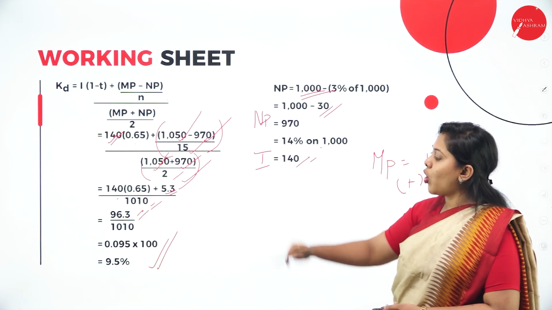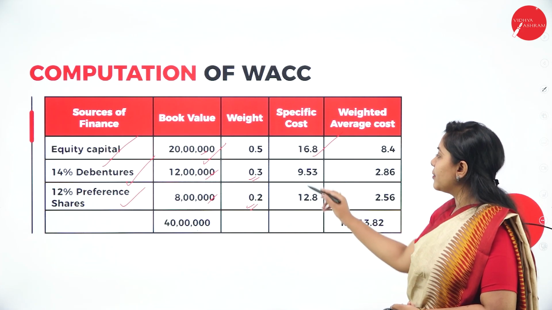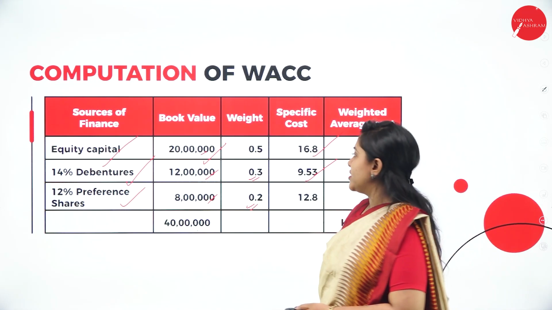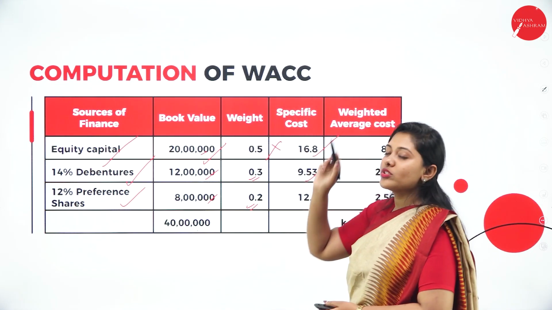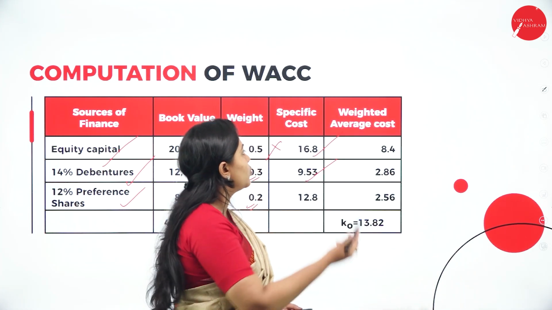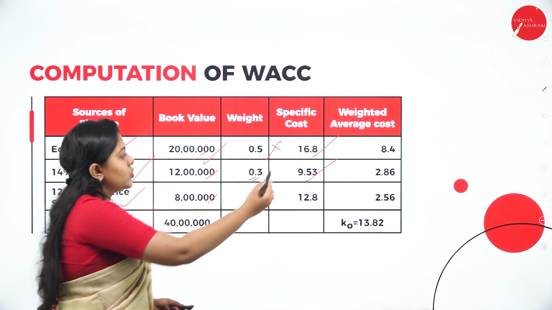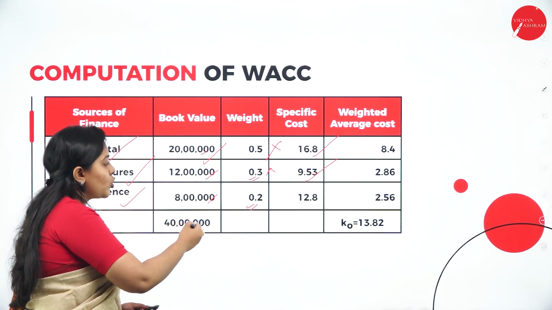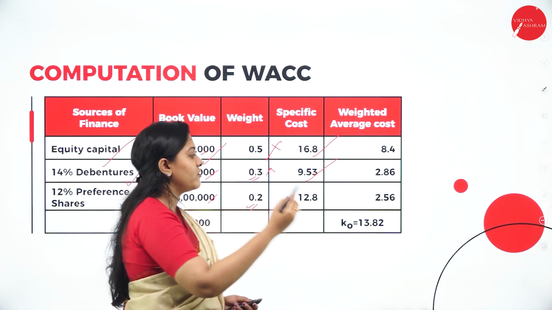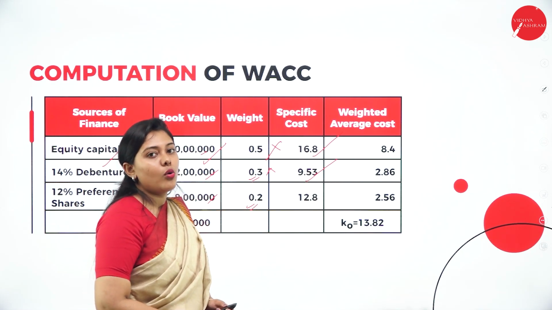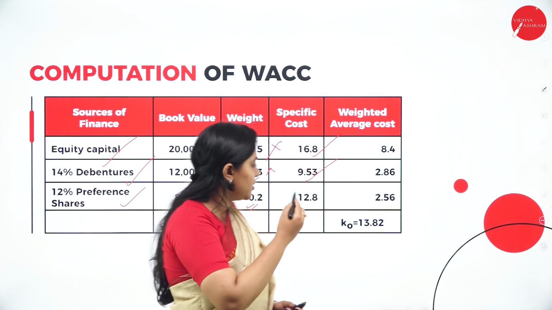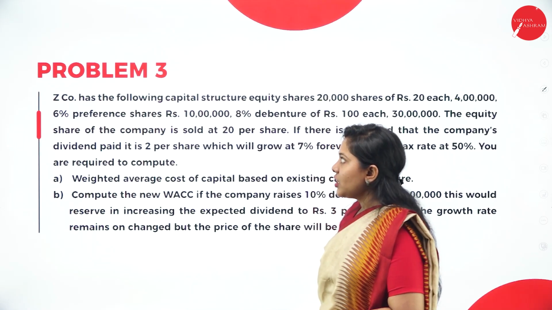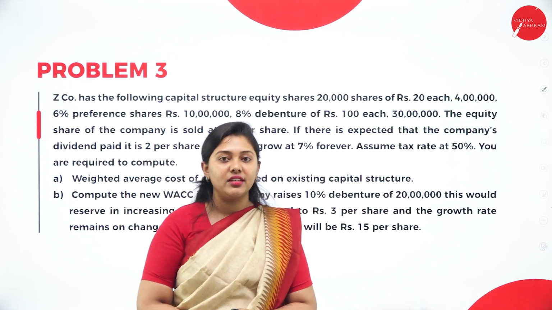And next, what is the specific cost of debt? It is 9.5%. We have written that. And the specific cost of preference is 12.8%. So multiply weight into specific cost, and the answer we get will be the weighted average cost. So 8.4, 0.3 into 9.53 is 2.86, 0.2 into 12.8 is 2.56. The total of it will be the overall cost of capital, that is your WACC. It is 13.82%.